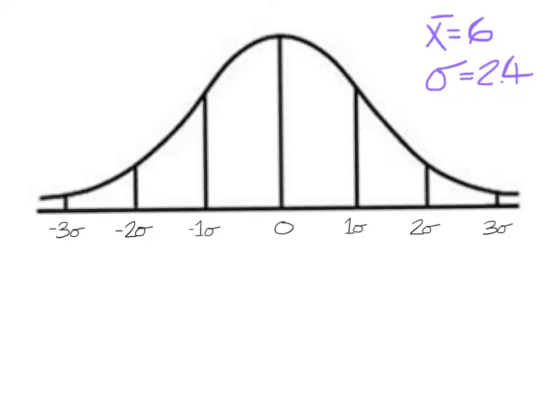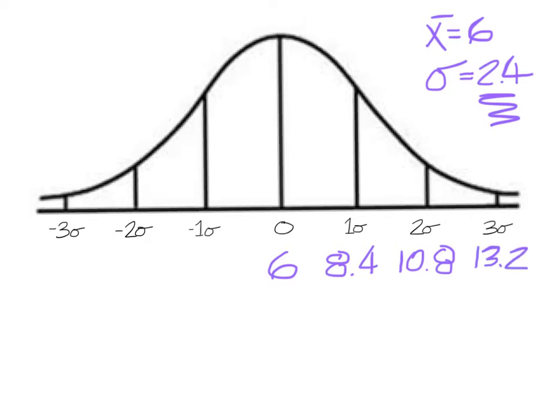Next, we have to label the normal curve with the mean and the standard deviations. The mean, in this case, is 6, will always go in the middle, underneath the 0. And then to the right of that, you add 2.4 to 6 to get 8.4. Add 2.4 to 8.4 to get 10.8 for the second standard deviation. And then add 2.4 to 10.8 to get 13.2 for the third standard deviation.